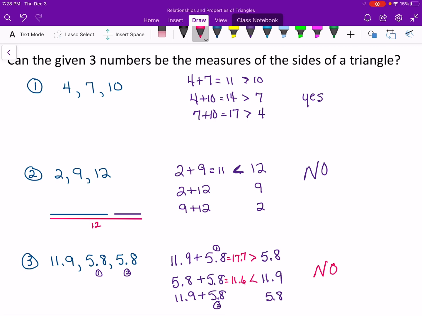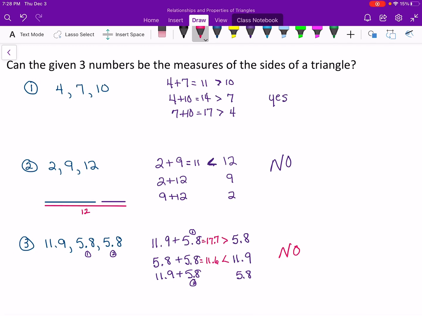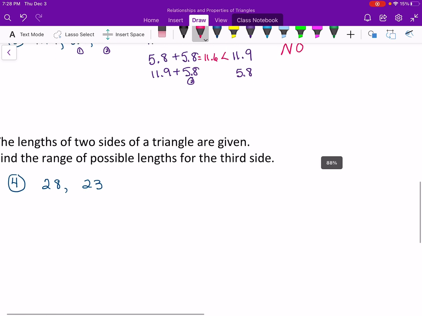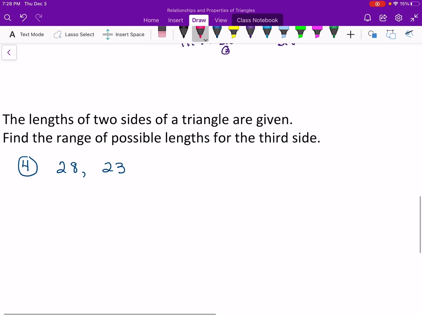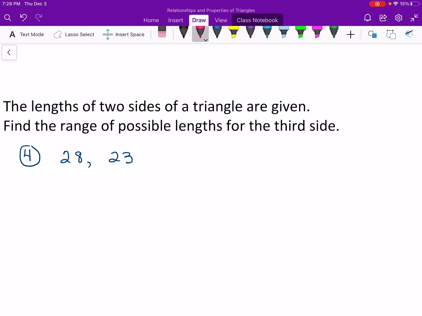After you practice with these for a while, where I give you the list of numbers, you're also going to run into something that looks like this last one. It says the lengths of two sides are given. Find the range of possible lengths for the third side. We're going to use the theorem again, in a similar way. But we're going to find out what the smallest and the largest lengths would be for that third side where we could still have a triangle.